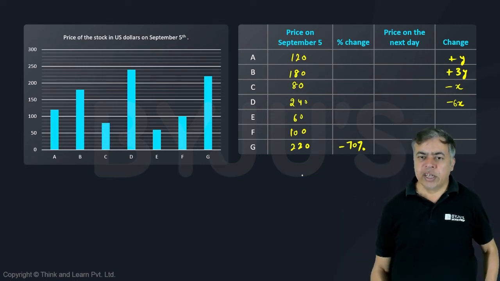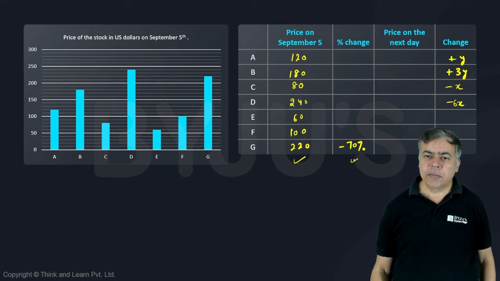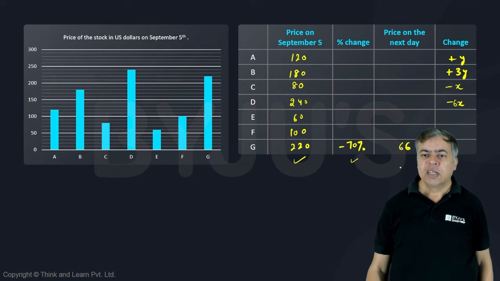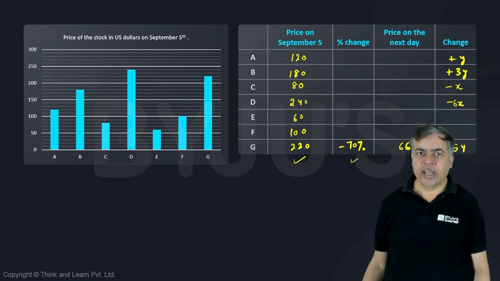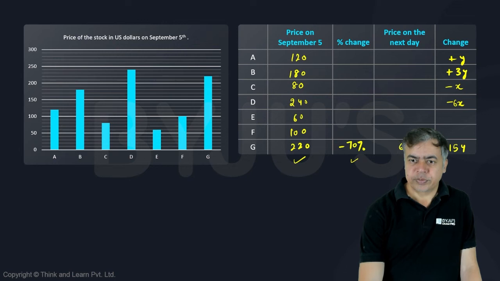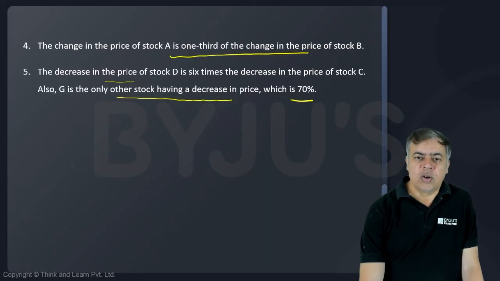Right, here you can also say 220, 70%, so it has gone down, 30% remaining, so 66 must be the price on the next day. Okay, and here you can see the absolute change. So 220, 66, the absolute change is minus 154. So minus 154 is the change. Okay, here I have the absolute value. Okay, now what else is given?